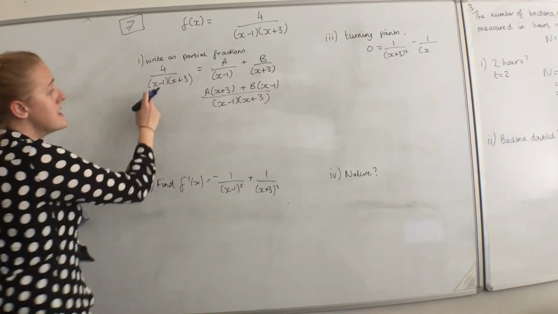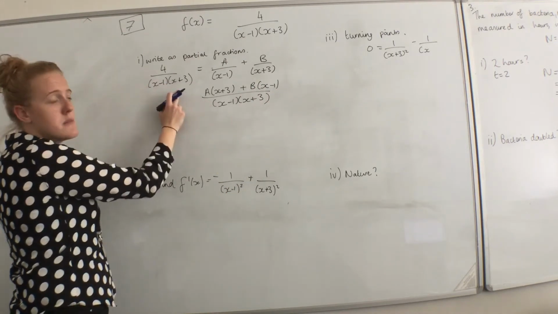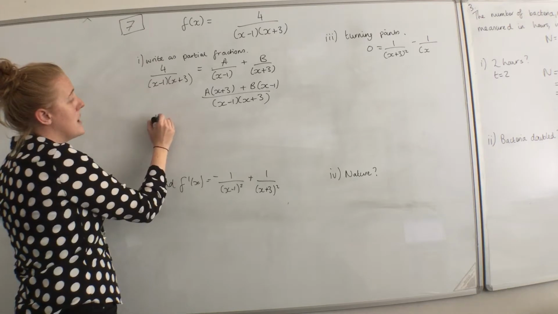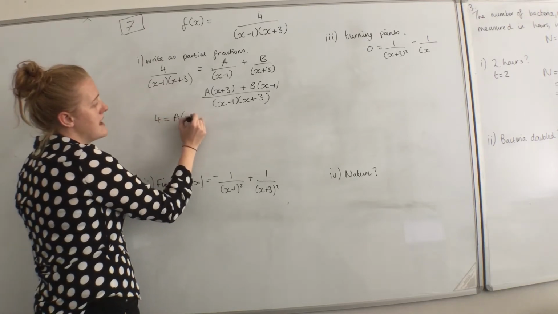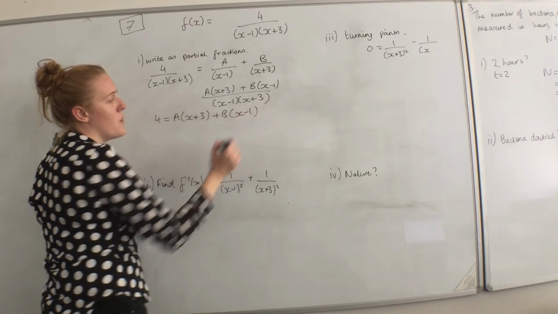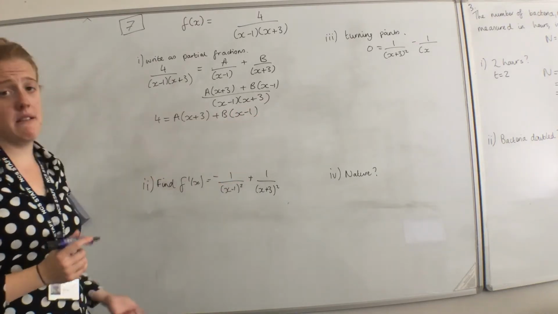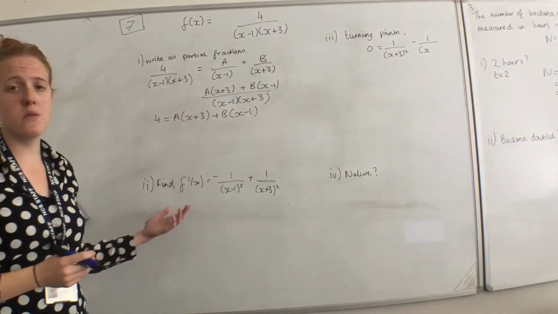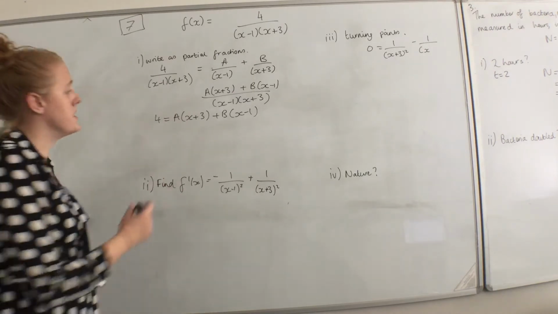Okay? This is equivalent to this, and the bottoms are the same, so we can just multiply those out, and we get 4 is equal to A lots of x plus 3, and B lots of x minus 1. We can use the comparing coefficients method here, or if we want to, we can also use the cover-up method, which is what I'm going to do now.